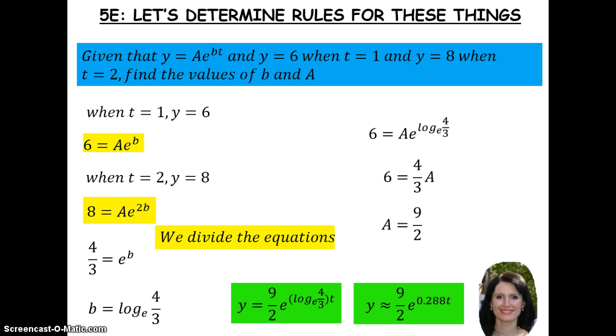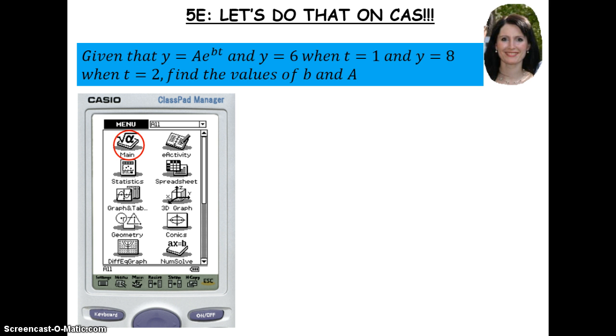Again, we can approximate. Notice that approximate sign there. I leave 9 on 2 as it is. 9 on 2 e to the power of 0.288 t. And that's it. Let's do that on CAS now.